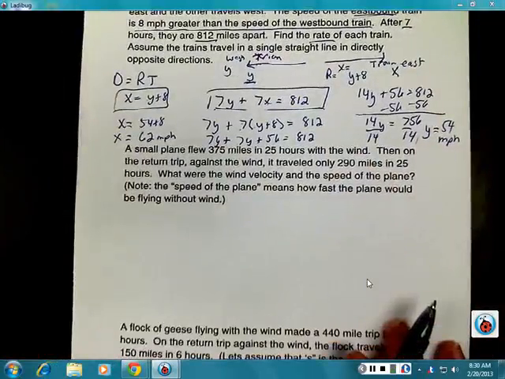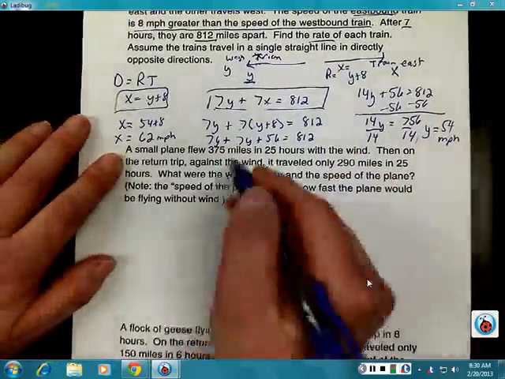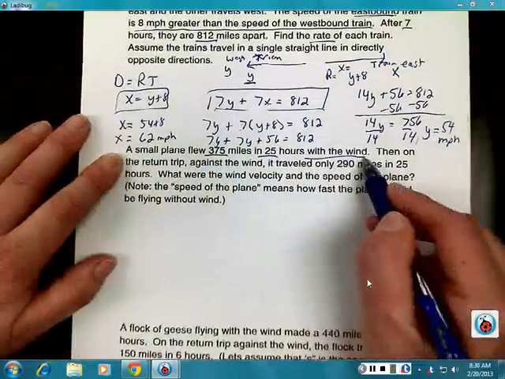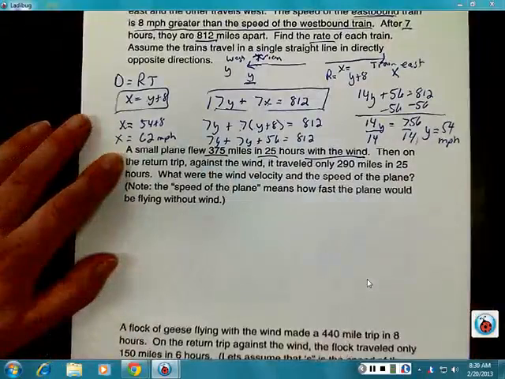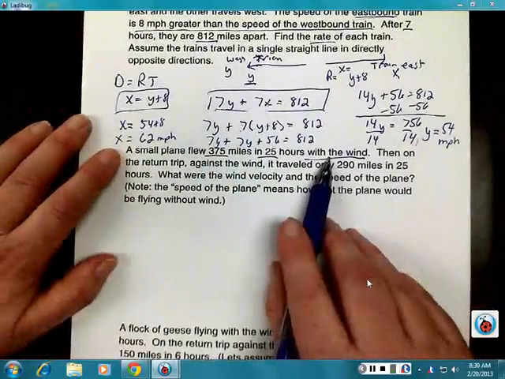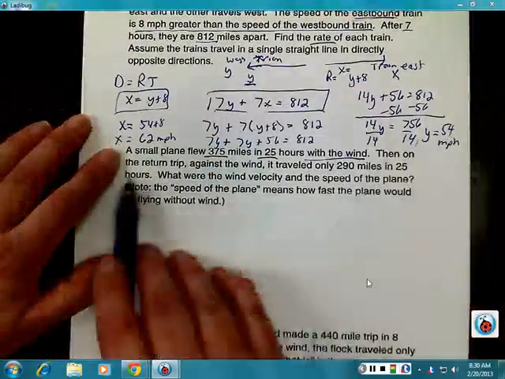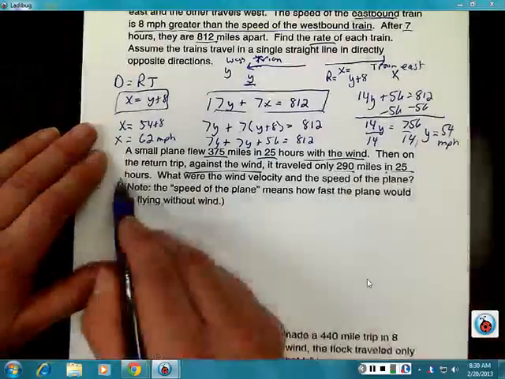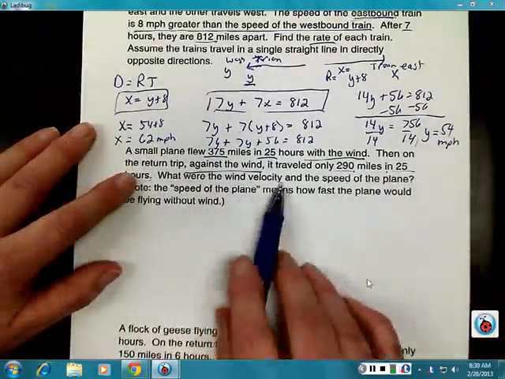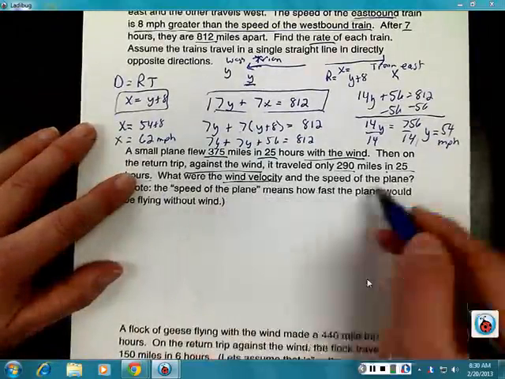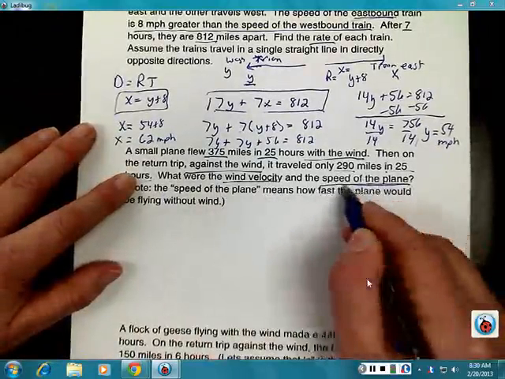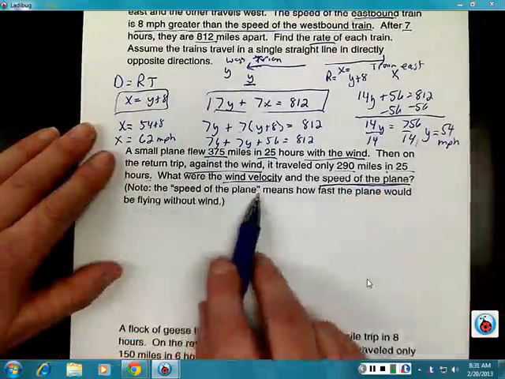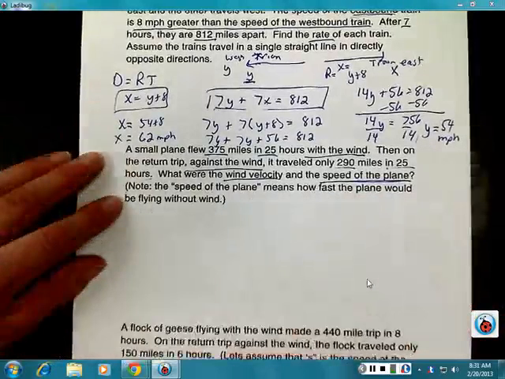Next one says, a small plane flew 370 miles in 24 hours with the wind. Ooh, okay, so with the wind, we got the wind. What's the wind doing for us? Pushing, helping you out. Okay, it's going to get you there faster. Then on the return trip against the wind, it traveled only 290 miles in 25 hours. What were the wind velocity and the speed of the plane? Do I know either of these? No. So if I don't know them, what does that mean? It says no, the speed of the plane means how fast the plane would be flying without wind. So that's kind of our clue thing.